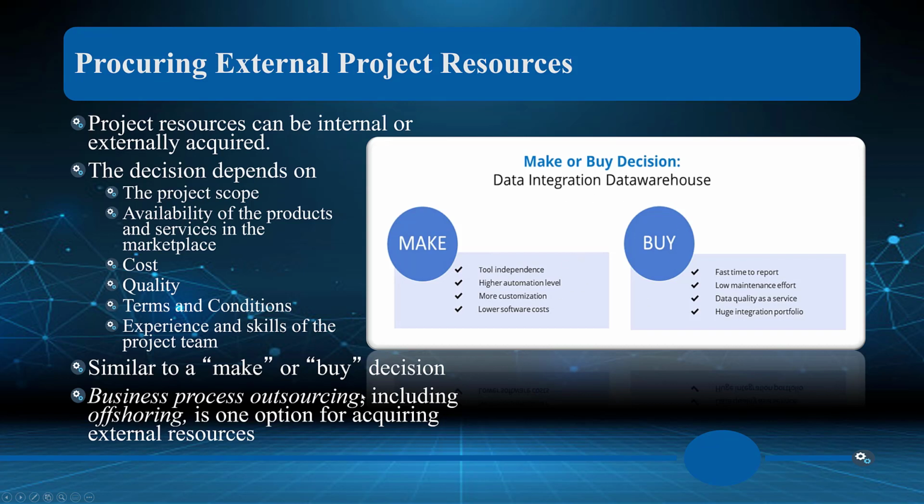Business process outsourcing, including offshoring, is one option for acquiring external resources. So again, you might remember when it was all about outsourcing to India, because the fact is India had created an educational system that built subject experts. And their subject experts were under half, if not a quarter of the price per hour. Thus, the projects could save time.